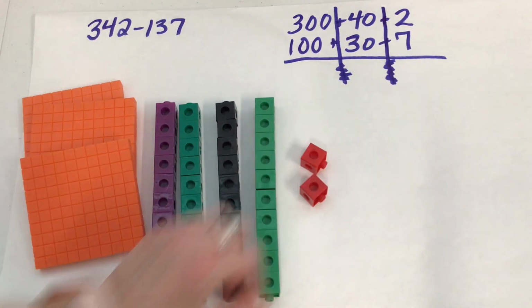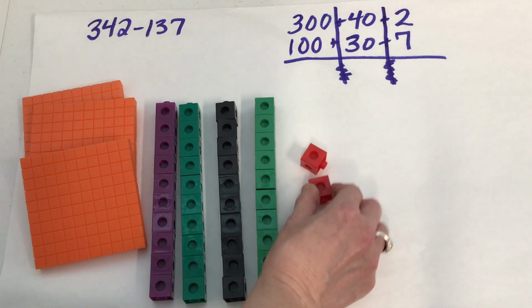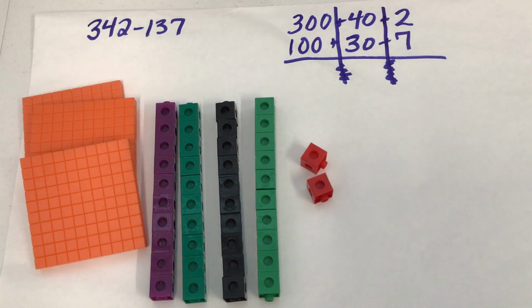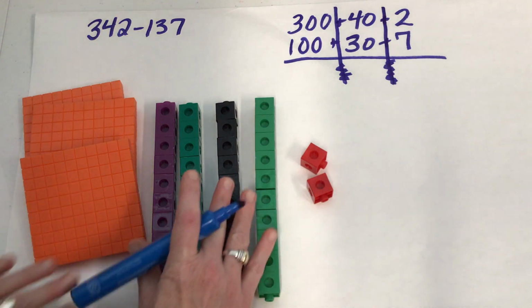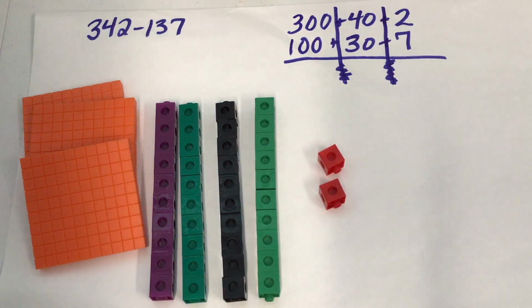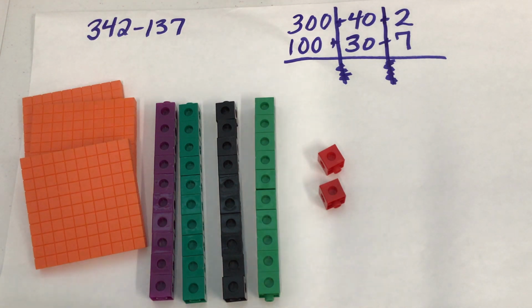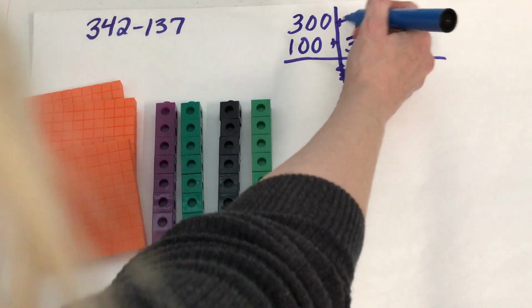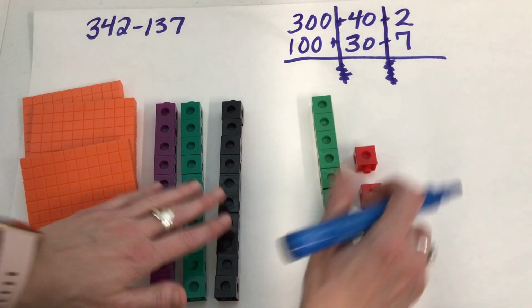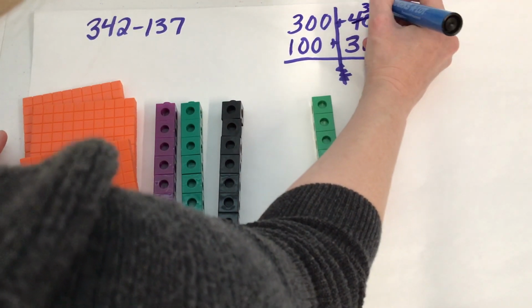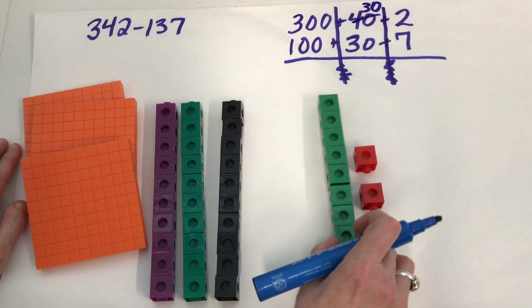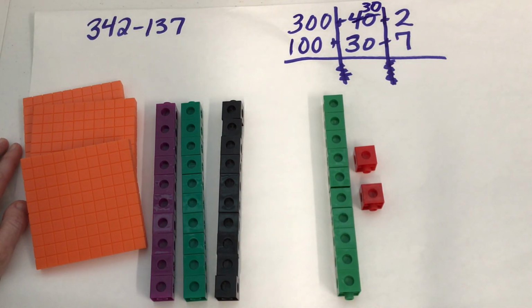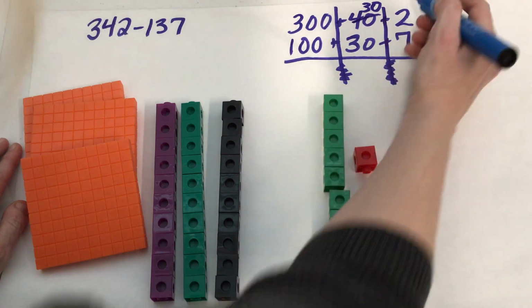I have 2 units or 2 ones. I need to take 7 away. Are there enough there for me to take 7 away? There's not. So what do I need to do to get enough in the ones place? I need to shift a 10. So instead of having 4 tens or 40, when I shift it, I'm going to have 30. And how many am I going to have in my ones place now? Oh, I have 10, 11, 12.